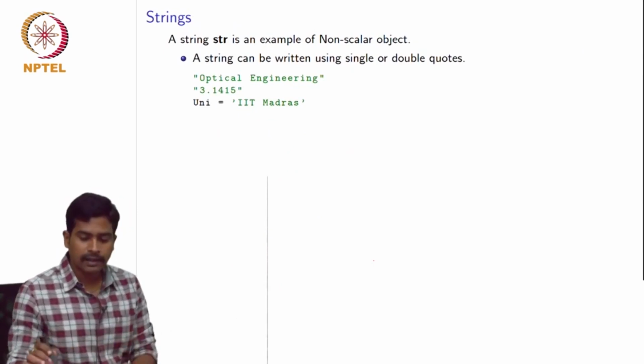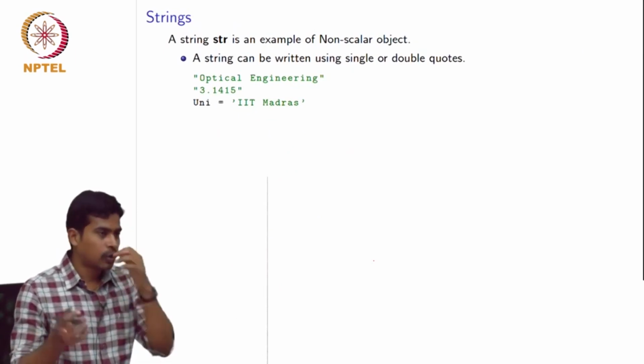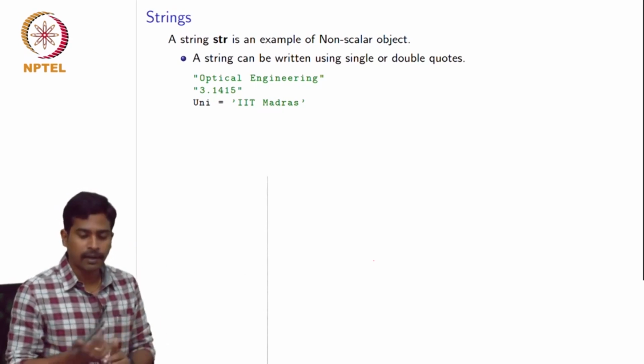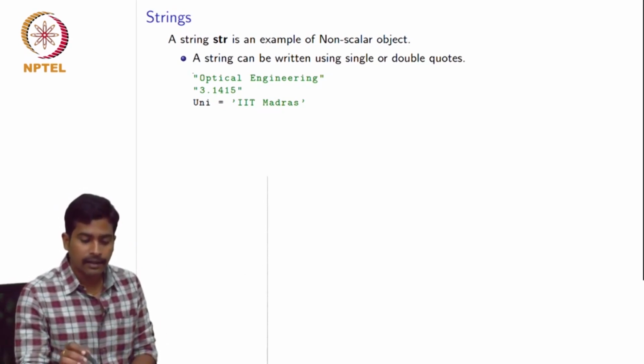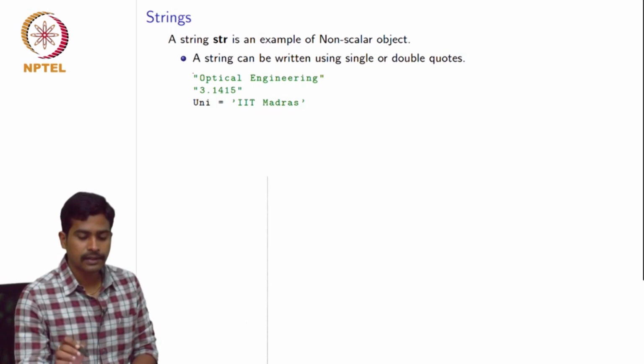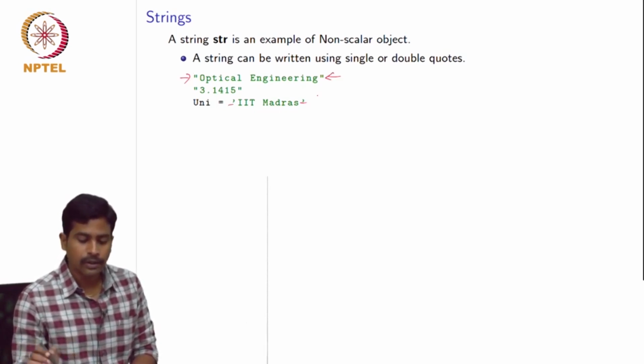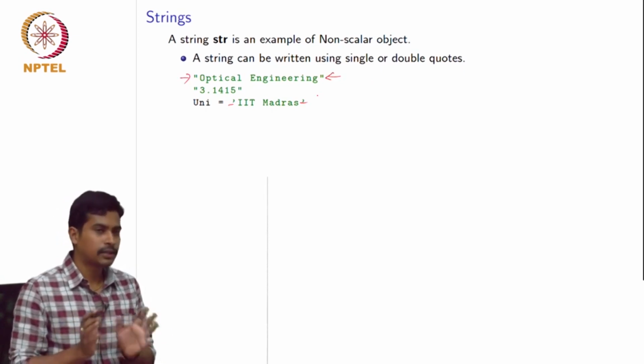So string is nothing but a sentence or group of characters that we write in Python. For example, in Python, the string always should be enclosed in double quotes, or you can also use single quotes. So both are treated as strings, there is no difference.